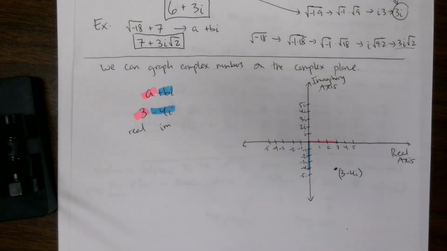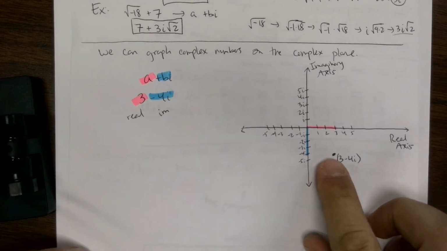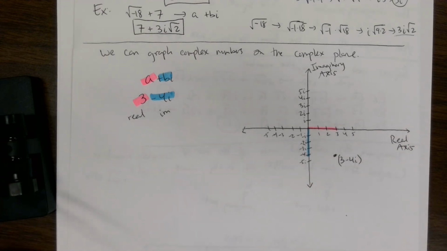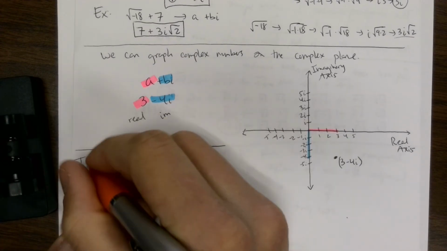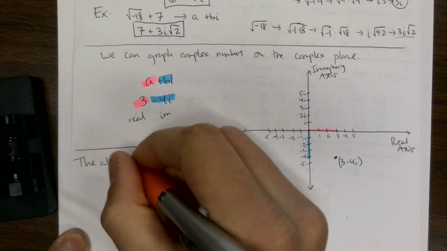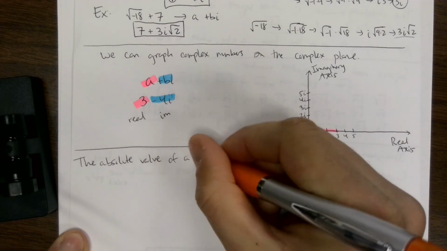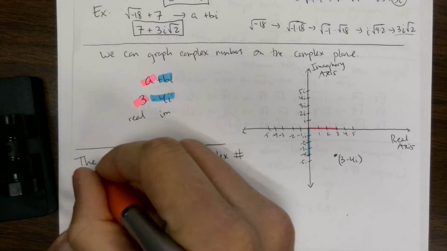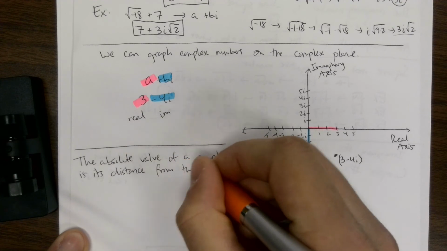Let's look at finding the distance of coordinates on the complex plane from the origin. You might see something called finding the absolute value of a number. The absolute value of a complex number is its distance from the origin.